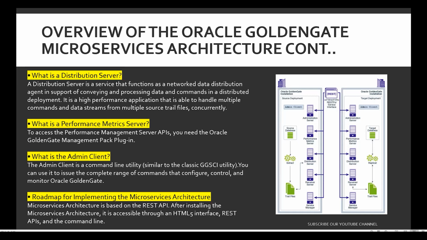Okay. Next one is a roadmap for implementing the microservices architecture. A roadmap related to GoldenGate microservices architecture: once you do the installation, after that you need to perform the deployment. Once the deployment is done, you can perform extract creation, replicat creation, and distribution path creation. The distribution path is the path between the distribution server and the receiver server that gets created during configuration.